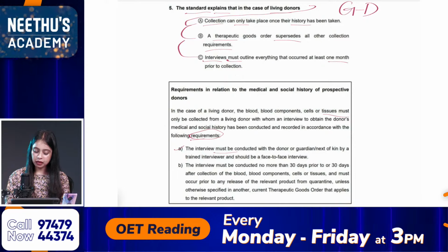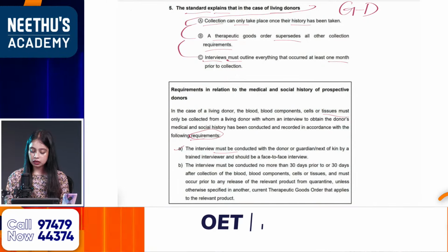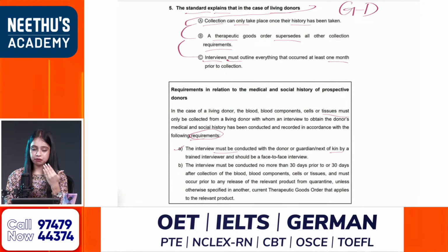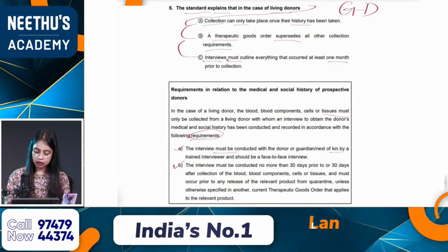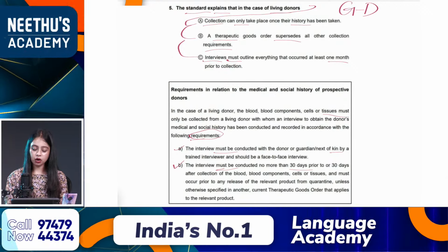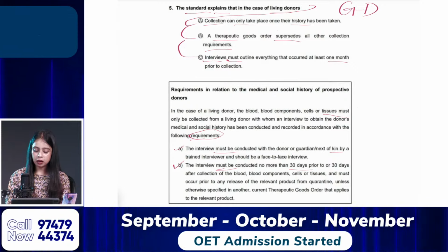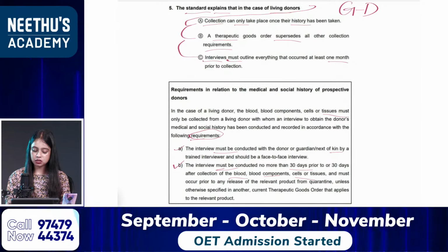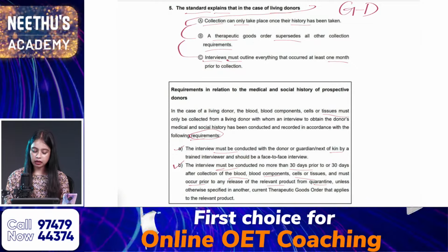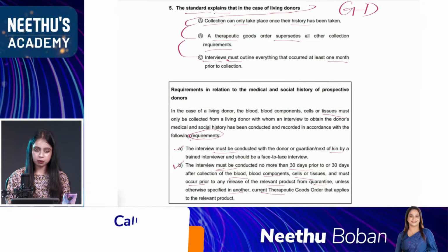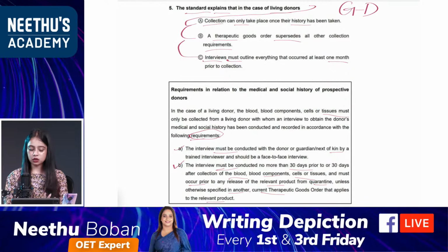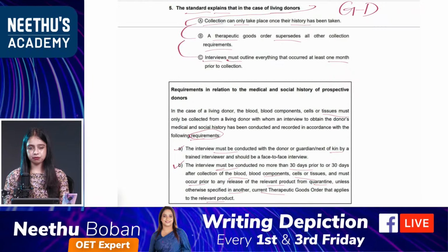So the interview must be conducted with the donor or guardian next of kin by the trained interviewer and should be a face-to-face interview. Then the second requirement is that the interview must be conducted no more than 30 days prior or 30 days after the collection of the blood components, cells or tissues, and must occur prior to any release of the relevant product from quarantine unless otherwise specified in another current therapeutic goods order that applies to the relevant product. Okay, so that's all about the paragraph.